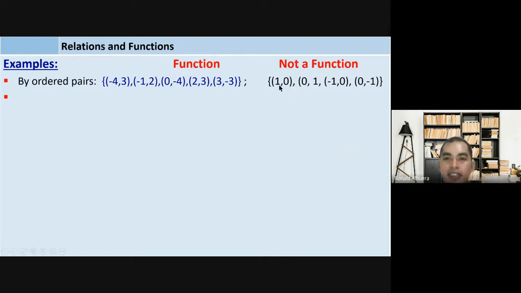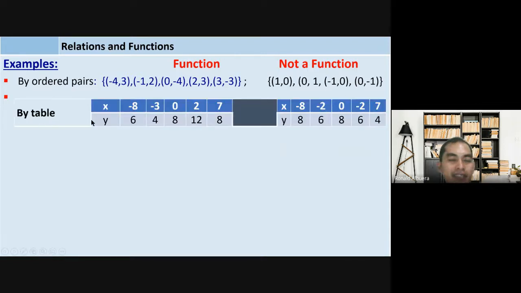How about this? Set of (1, 0), (0, 1), (-1, 0), (0, -1). Not a function kasi naulit yung 0 as the first element or first component. By table, our domain or the first component is referring to x and our second component is referring to y. If you notice, yung kulay blue na row, so walang naulit dito.